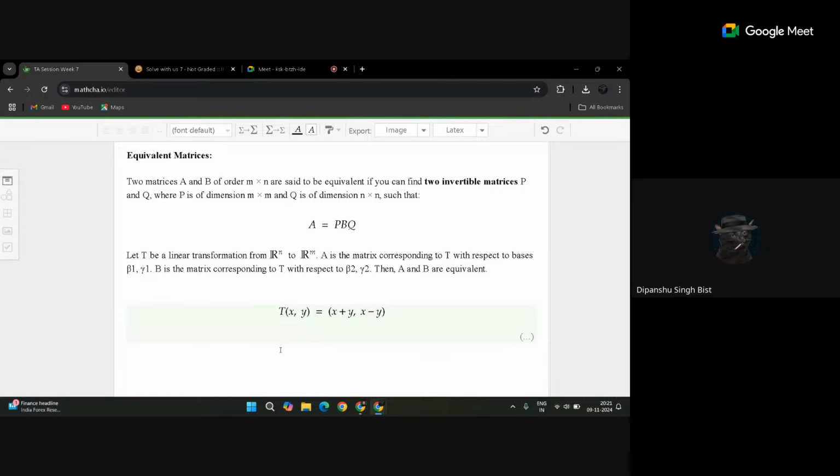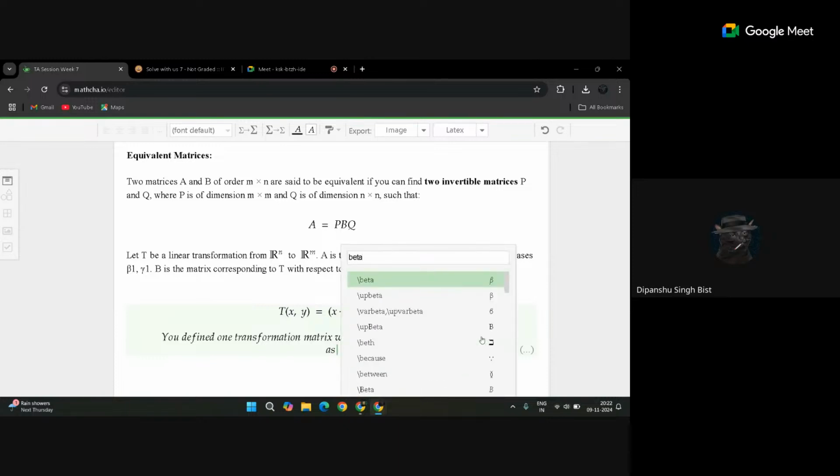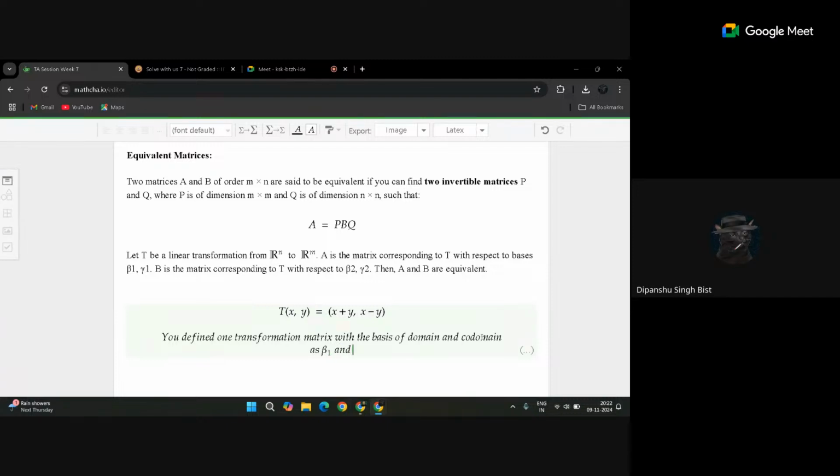Now, you defined one transformation matrix, with the basis of domain and codomain as beta 1 and gamma 1, effectively. Okay, so this transformation matrix, I'm calling it A.